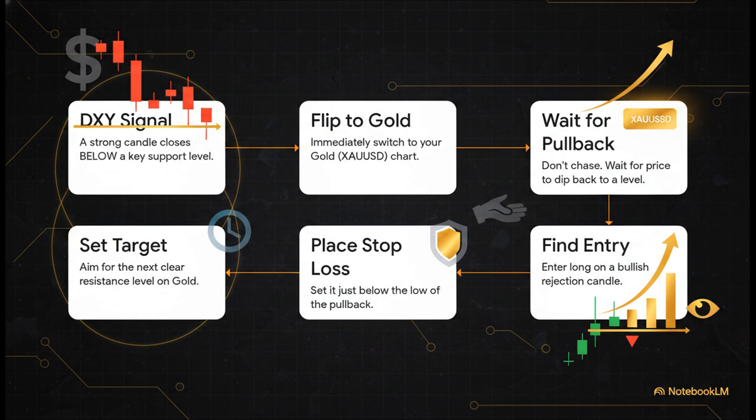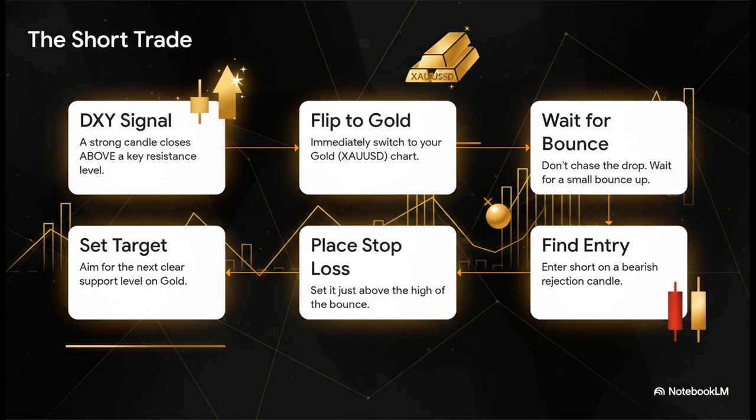The second that happens, boom, we flip over to our gold chart. Now here's the most important part: patience. Do not chase that first spike. We wait for a little dip, a pullback, which gives us a much better entry. Then we look for a candle that shows us buyers are stepping back in, and that's our cue to go long. And the short trade, well, it's just the mirror image.